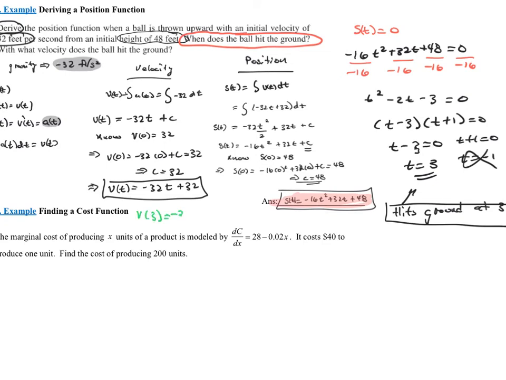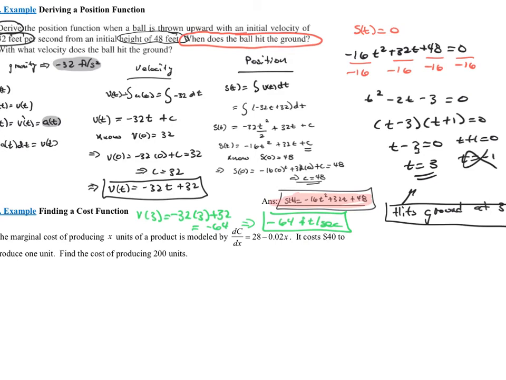So that would be negative 32 times 3 plus 32. Negative 32 times 3, which would be a negative 64. So what velocity is it hitting the ground at? It's hitting the ground at negative 64 feet per second. Again, velocity is measured in feet per second. The original problem should be feet, and then the acceleration would be feet per second squared.